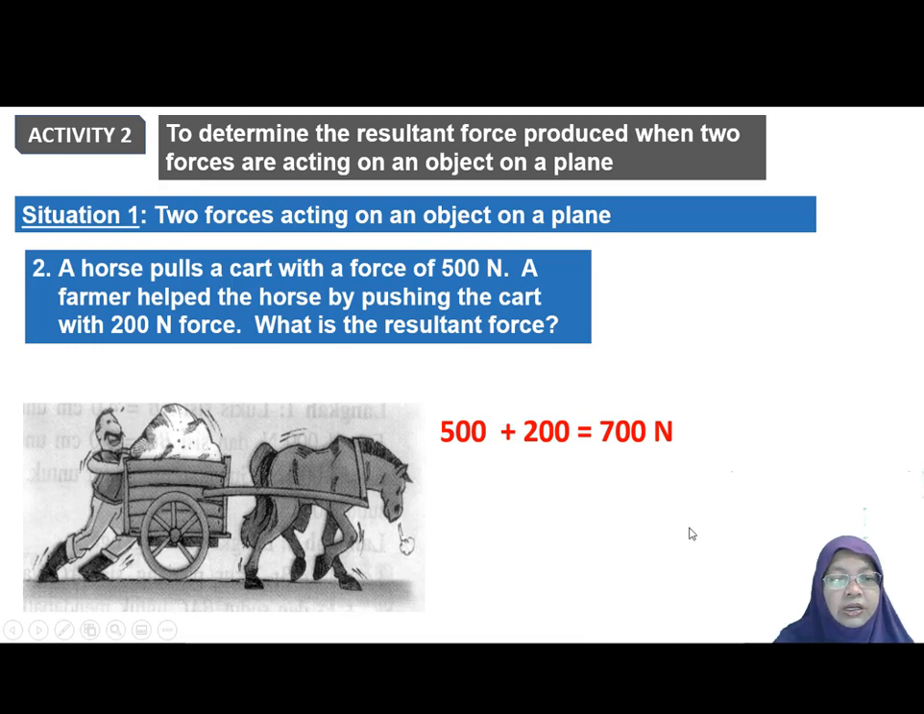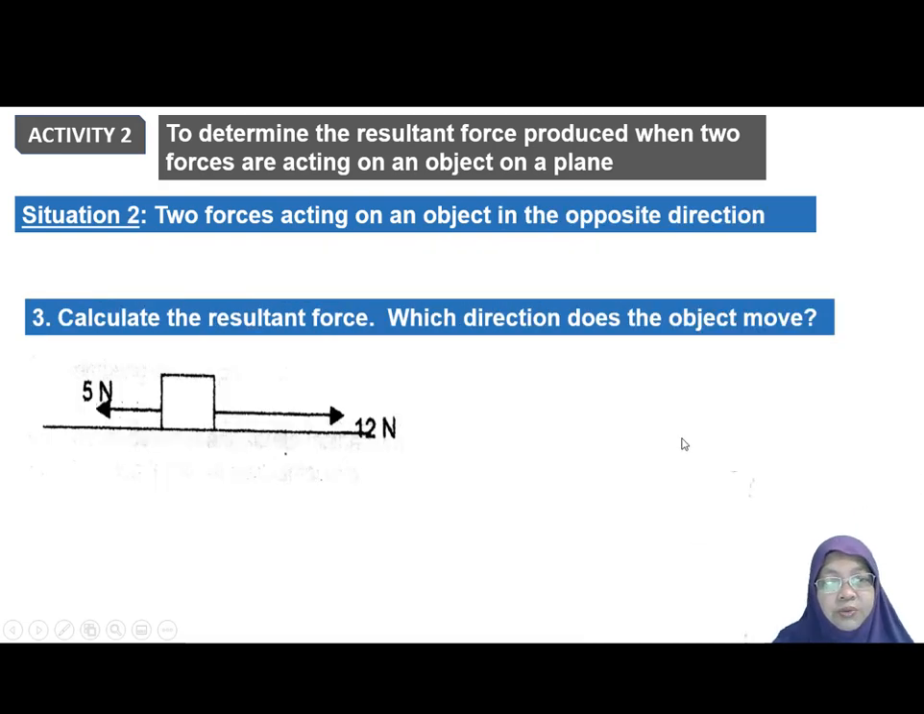Now we have opposite direction. Two forces act on the same object in opposite directions, meaning 12 Newton to the right, 5 Newton to the left. So remember, we add up to sum. So 12 minus 5. Why minus? Because opposite direction means to the left. So 12 minus 5 equals 7 Newton. 7 Newton is positive, meaning the object will move to the right.